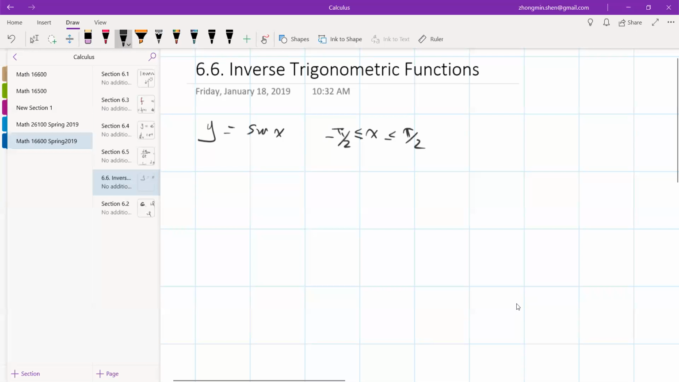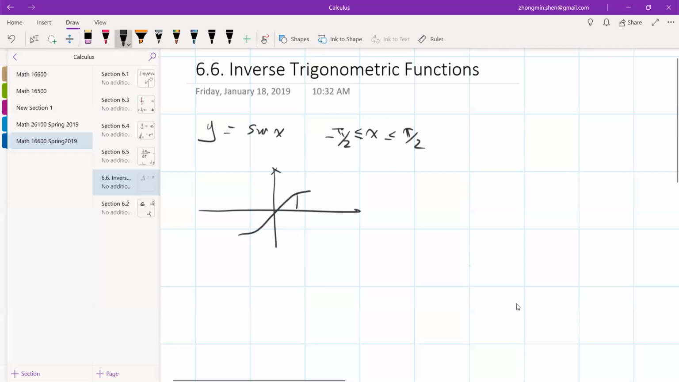then the graph of this function is an increasing function. So this is a piece of the graph. Over that interval, the function is increasing. So therefore, the inverse exists. This function is increasing, so the inverse exists.